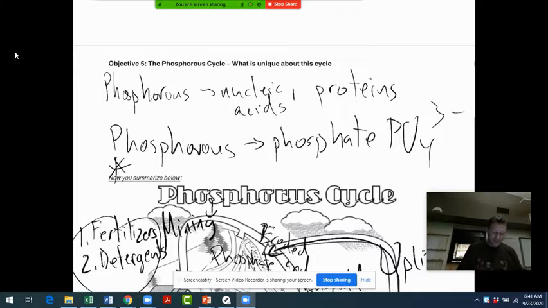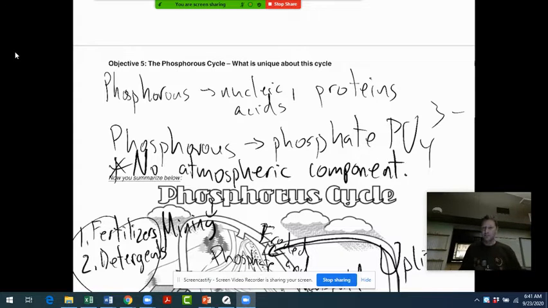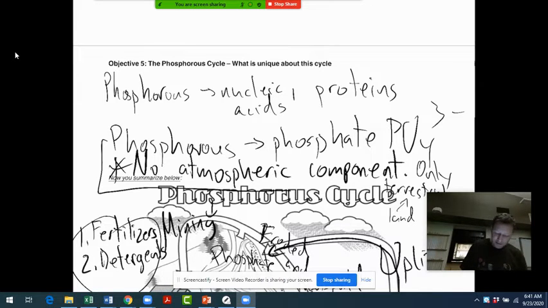That's right. Did you see? It has no atmospheric component. It's the only cycle without an atmospheric component that we're going to cover in this class. Another way of saying that is it has only terrestrial components. Terrestrial, I've mentioned it a few times now. That means land, right? Land components. Land and water components. But a better way to just say that is no atmospheric components, only terrestrial.